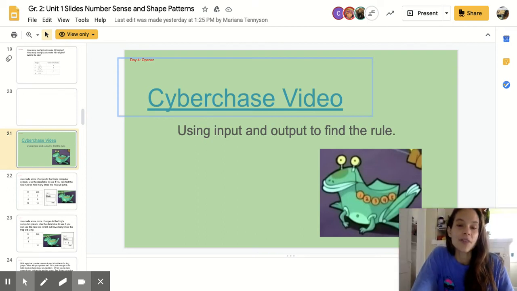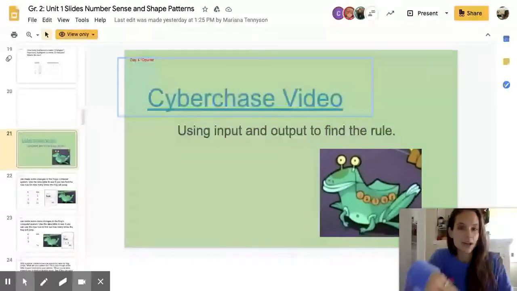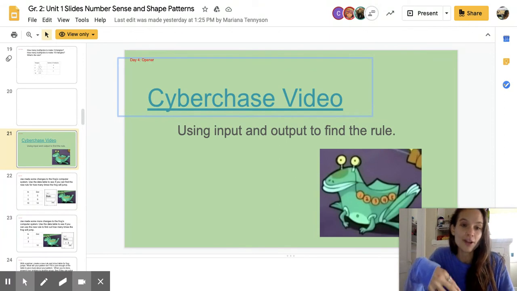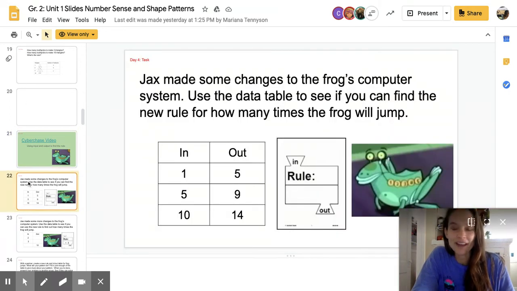Okay, so that video discussed and showed us how using input and output together can actually be applied to a frog jumping robot, I suppose. So I'm just going to move on to the next slide.